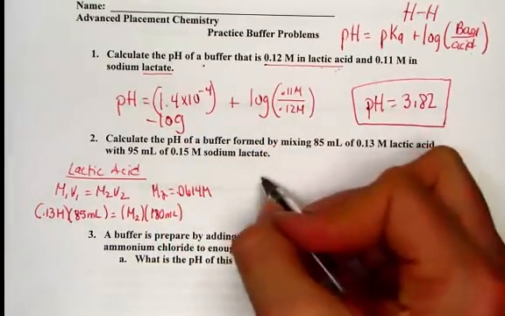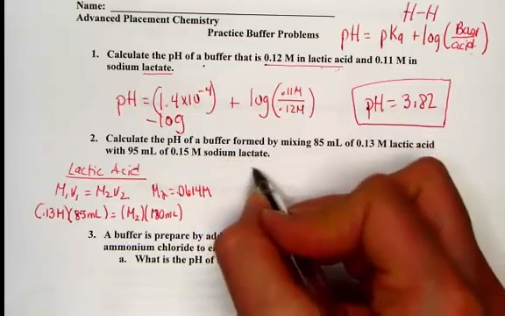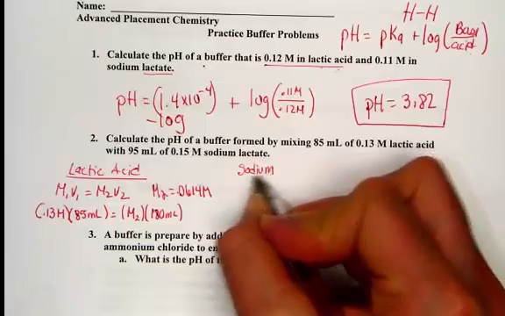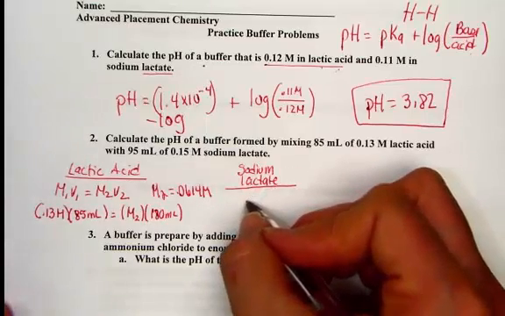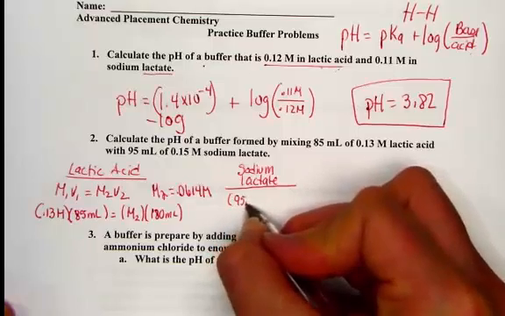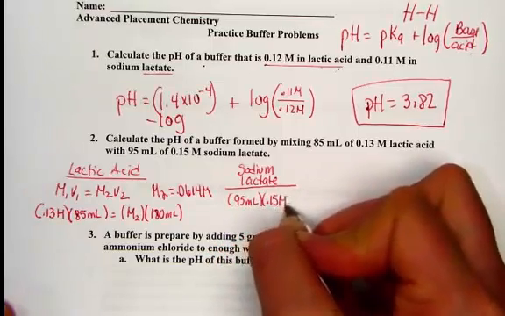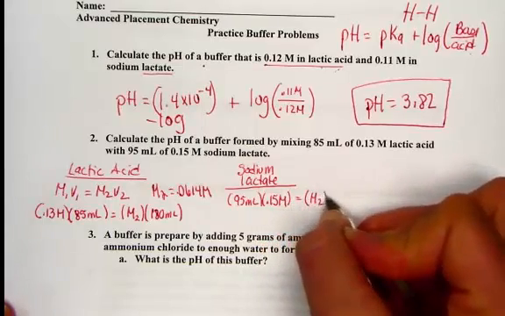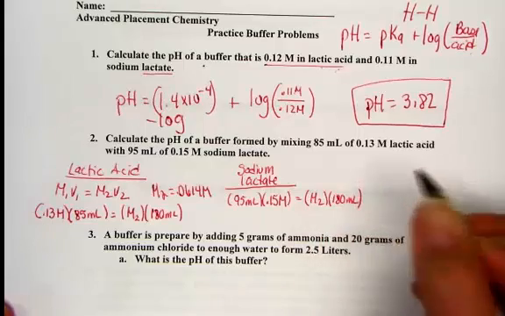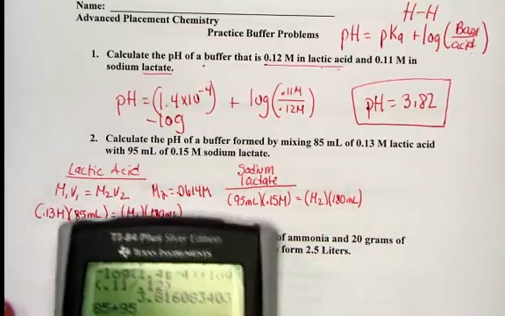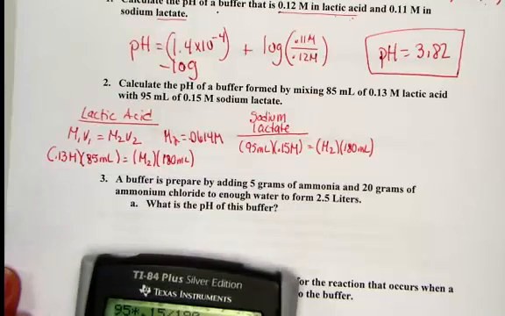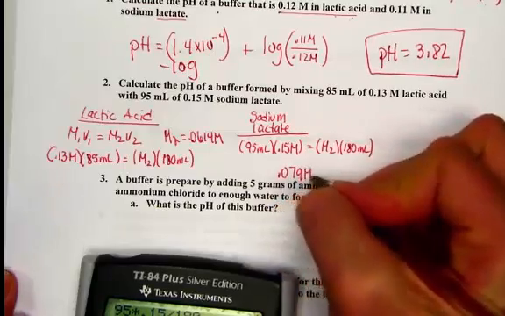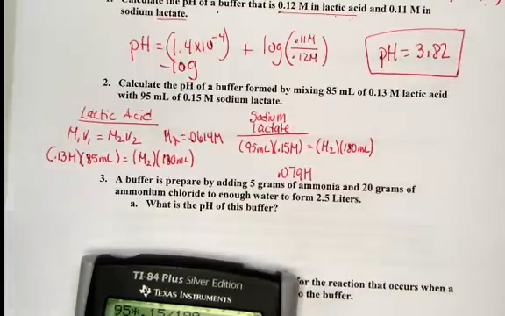We'll need to do the same strategy for the conjugate base coming from sodium lactate. And again, sodium lactate is the source of the conjugate base, the lactate ion. Its original volume of 95 ml times the original molarity of 0.15 is set equal to M2V2, where the new volume now is the added value of 180 ml. So, let's solve for the new molarity: 95 times 0.15 divided by 180 gives us a value of 0.079 molar of the conjugate base. So we're ready to plug into Henderson-Hasselbalch.